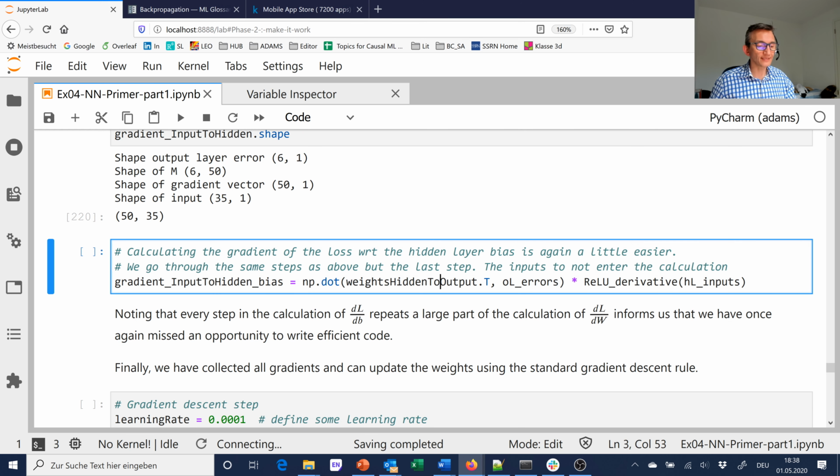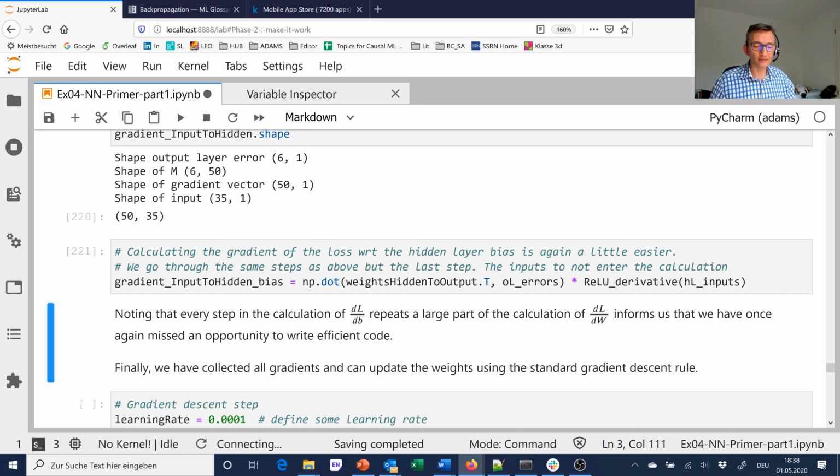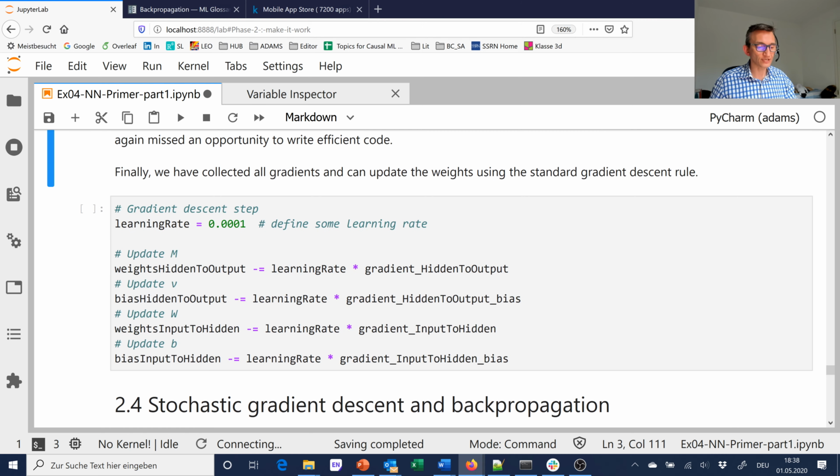Finally, the gradient of the input to hidden bias, that's the same computation as before, just we need one factor less. And so this is just another example where we were a bit wasteful and could have enhanced our code even further by storing that result or changing the computations a little bit. But that only affects the speed of the training and not the actual results.